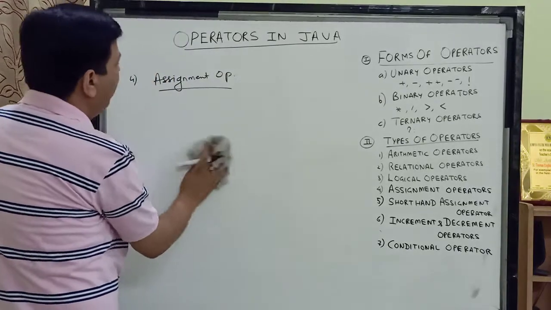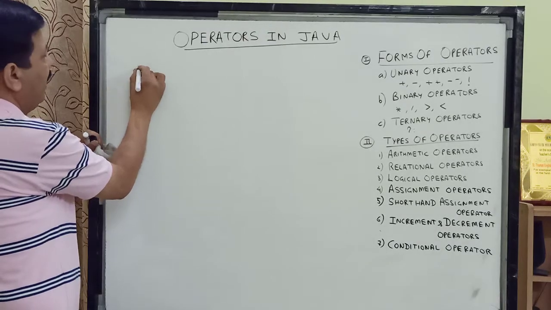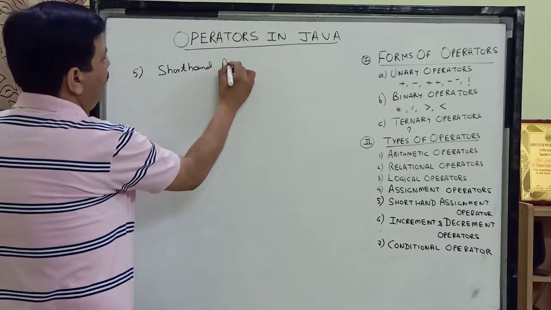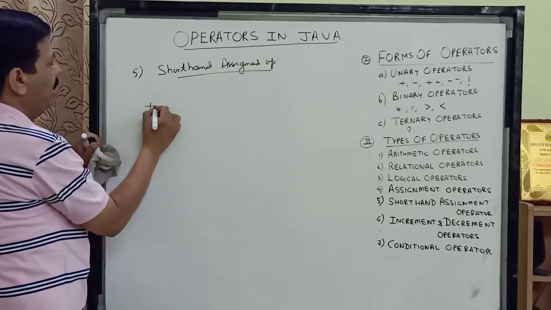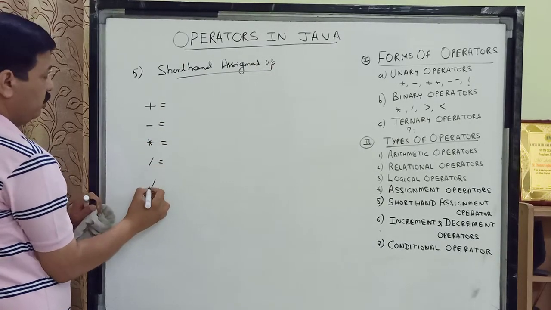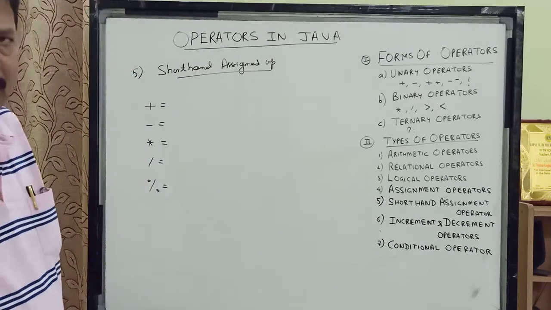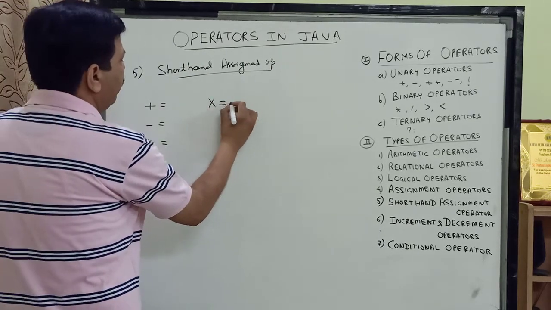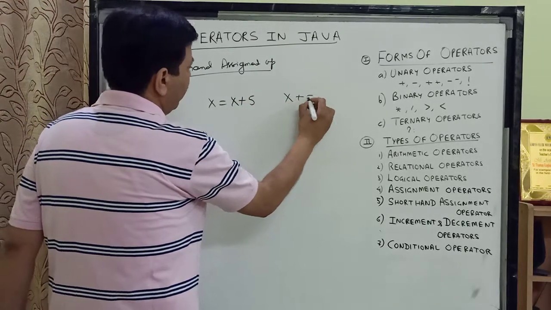Then we come to the next operator, the shorthand assignment, or the Java shorthand. That is the fifth operator, the shorthand assignment operator. And children, these operators are plus equals, minus equals, multiplication equals, division equals, modulus equals. Now children, each of these holds two operators together. It is a combination of two operators. So children, if I write x is equal to x plus 5, with the help of this operator I can write it like this: x plus equals 5.